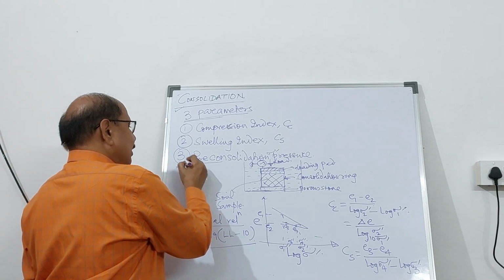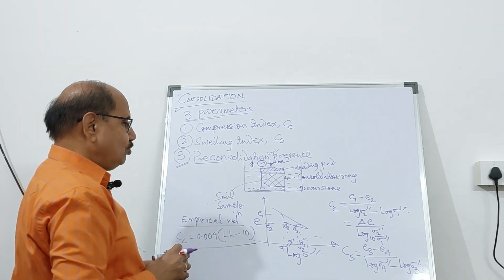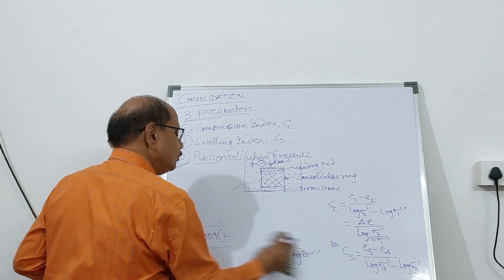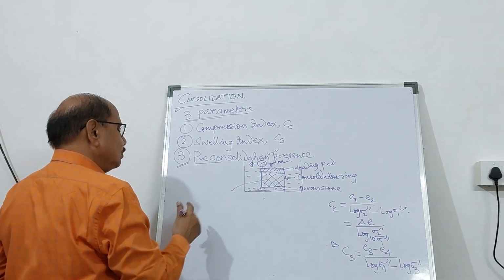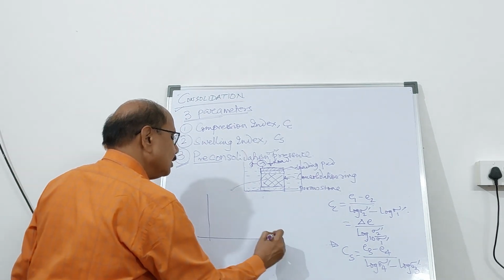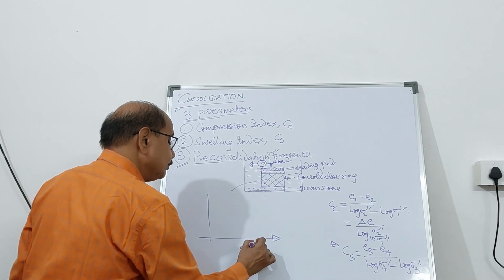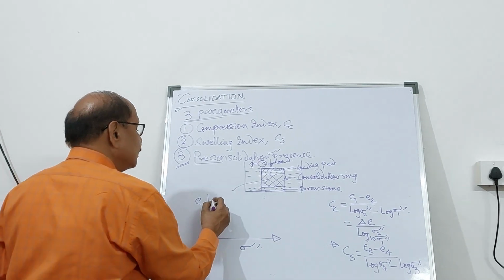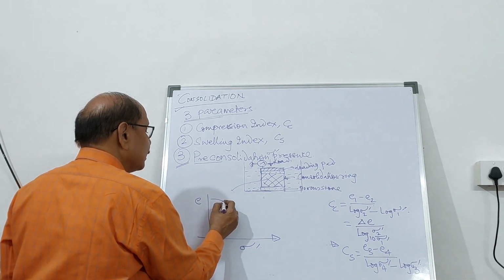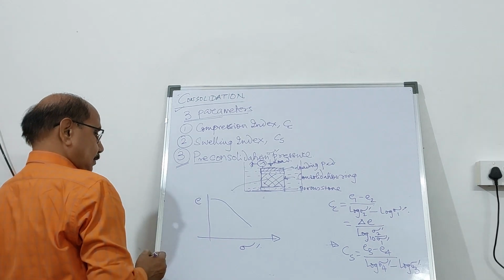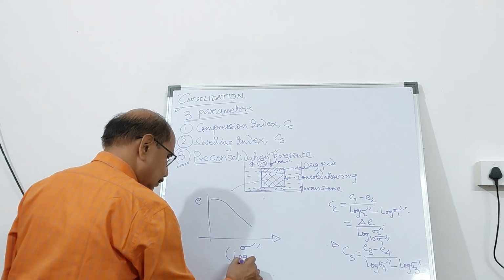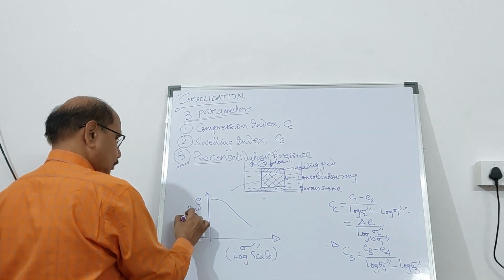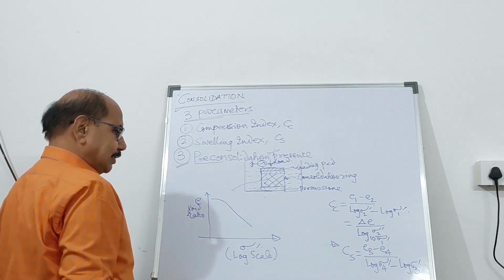Another important parameter is called pre-consolidation pressure. How do you find out the pre-consolidation pressure? When you are carrying out the test, you can have here sigma prime on log scale, and here the void ratio, and then you get a curve like this.